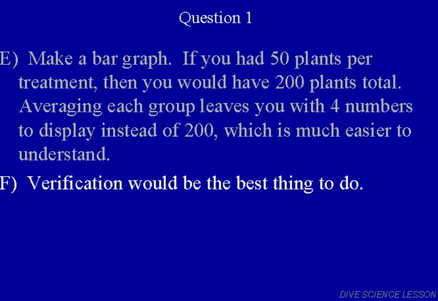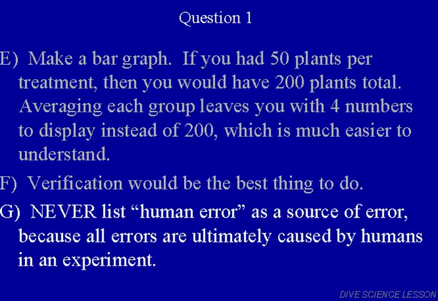And then finally, in describing sources of error for your experiment, do you think it would be more descriptive to list human error or improper measurement of plant height as a source of error? Well, we talked about this in the lecture part. You should never list human error as a source of error, because all errors are ultimately caused by humans in an experiment. So it would be better to write improper measurement of plant height. That was a source of error. Well, that's all for the review questions.